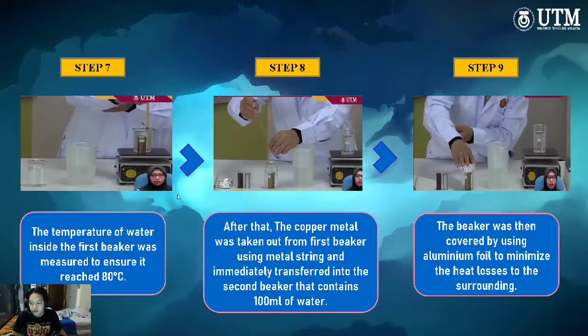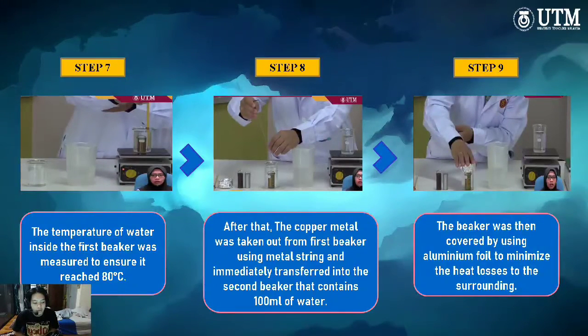The seventh step is that the temperature of water inside the first beaker was measured to ensure it reaches 80 degrees Celsius. After that, the copper metal was taken out from the first beaker using a metal string, and it was immediately transferred into the second beaker, which contains 100 milliliter of water.